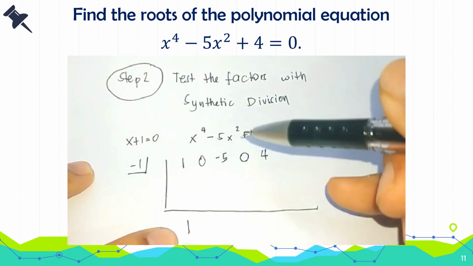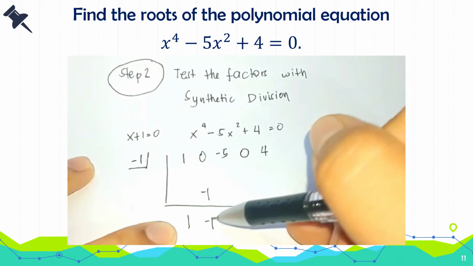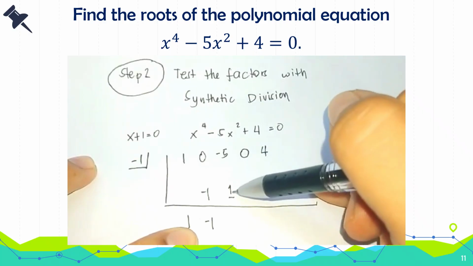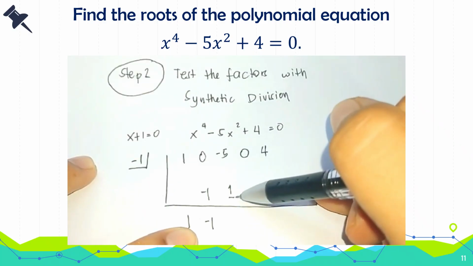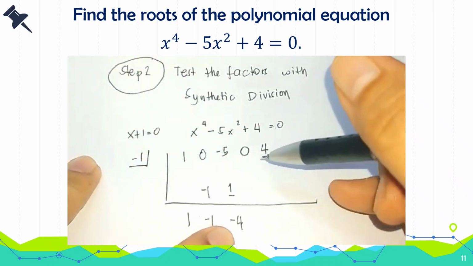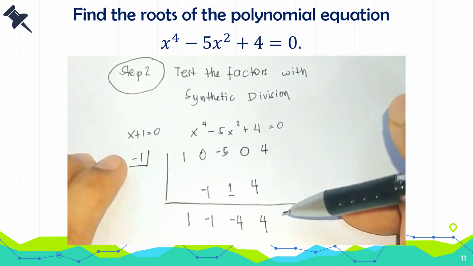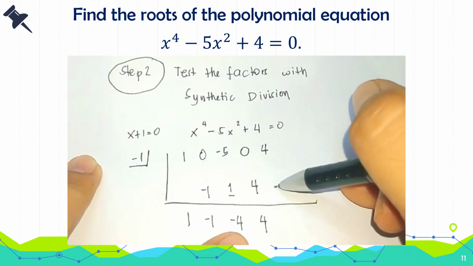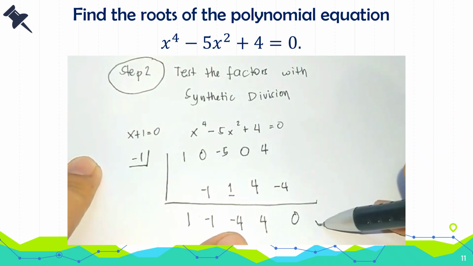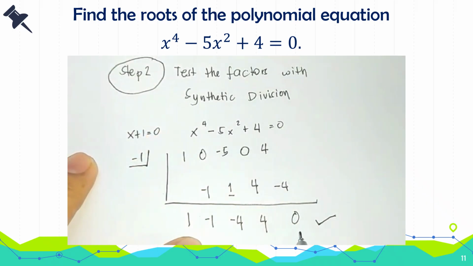Negative 1 times 1 will give us negative 1. 0 plus negative 1 is negative 1. Negative 1 times negative 1 will give us positive 1. Negative 5 plus 1 will give us negative 4. Negative 1 times negative 4 will give us positive 4. 0 plus 4 is 4. Negative 1 times 4 will give us negative 4. 4 plus negative 4 is 0. Therefore, x plus 1 is a factor of this polynomial, since the remainder is 0.